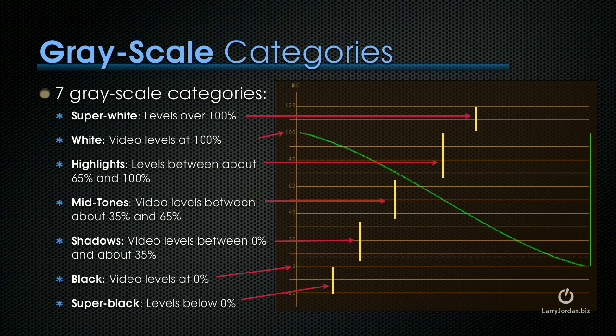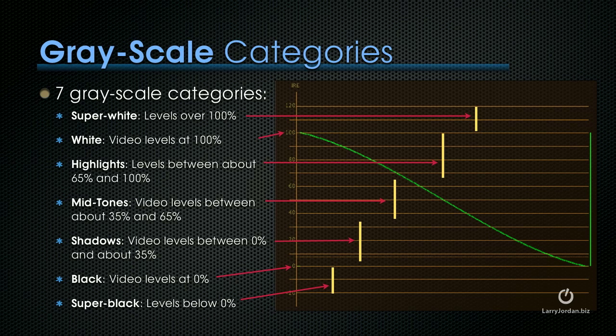And this grid that we're looking at here is an enlargement of the waveform monitor. White levels, which are levels that are exactly at 100%, where the top of that green line is. Highlights, levels between about 65 and 100%. This is the lighter portions of the image. Midtones, also called mids and mid-grays. These are video levels between about 35 and 65%.